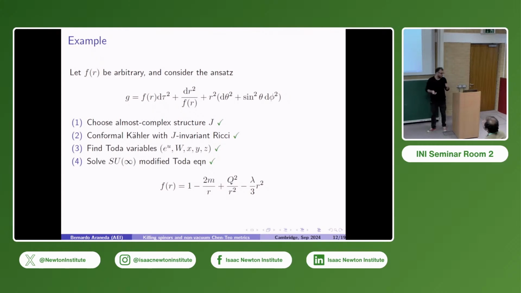Is Q necessary here? Well, it's a constant of integration, the way it appears. But it could be negative. Q squared could be negative. That's right, yeah, you're right. Yeah, it could be negative.